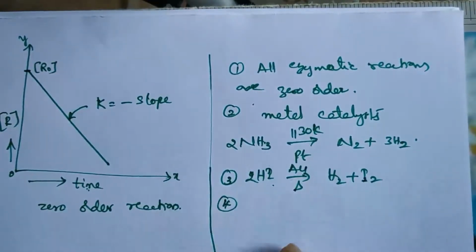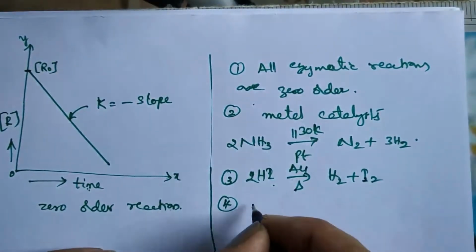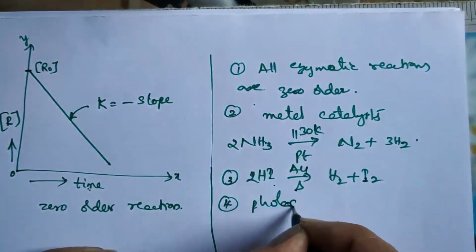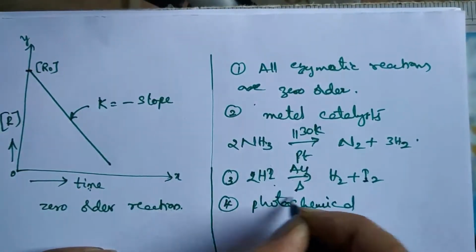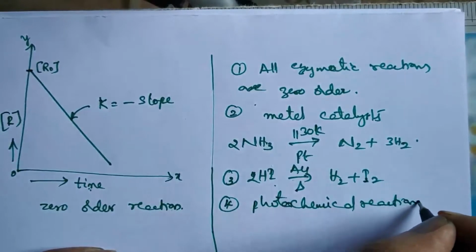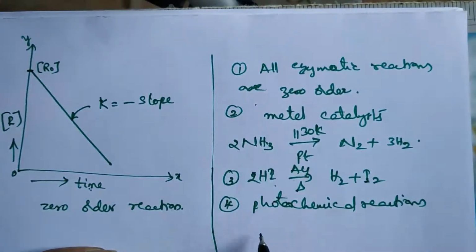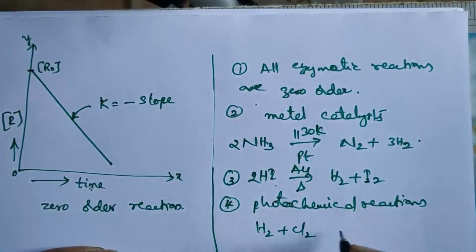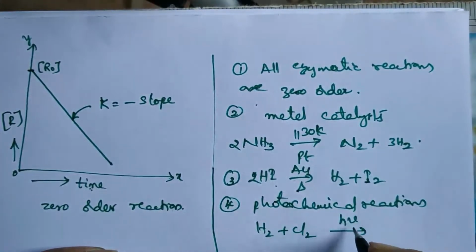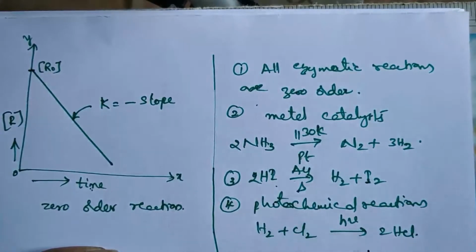And the fourth one, that is the most important one, is all photochemical reactions. These are also examples of zero order reactions. All photochemical reactions means the reactions which undergo in the presence of sunlight. For example, H2 plus Cl2 undergoes in the presence of sunlight, denoted by h nu, to give HCl.